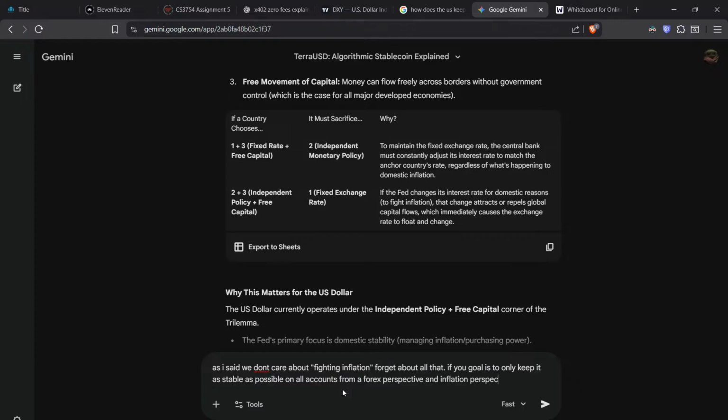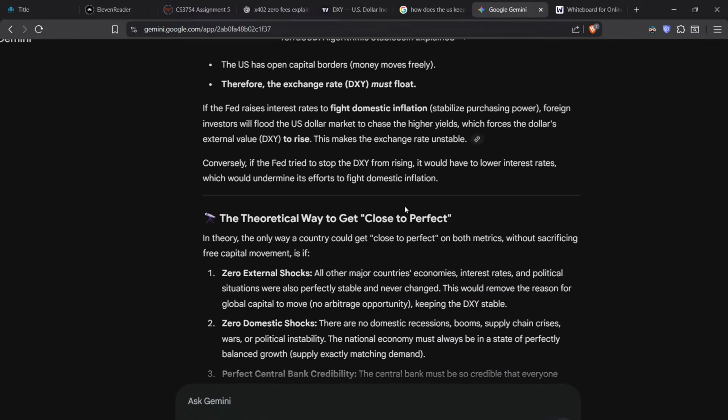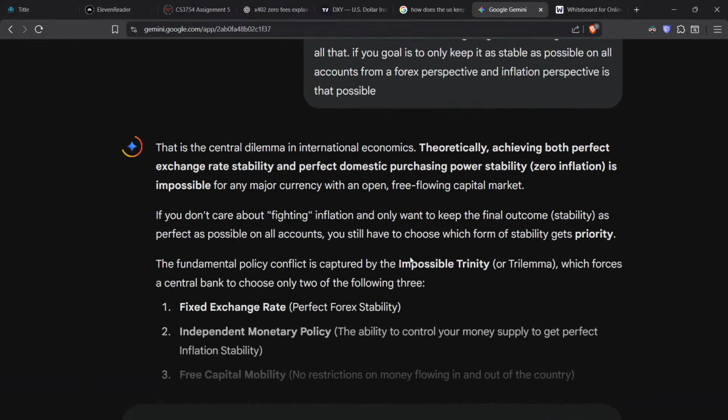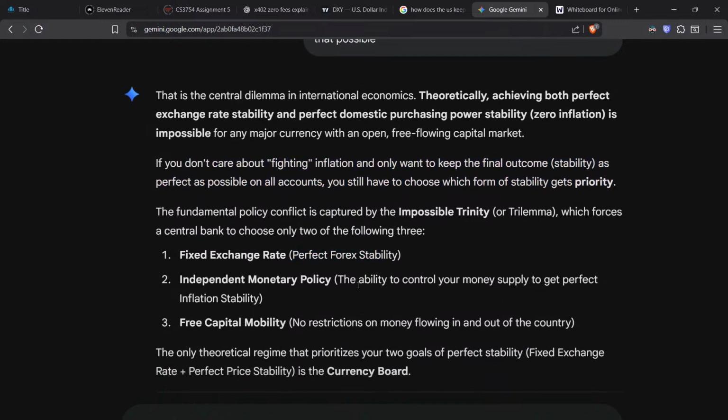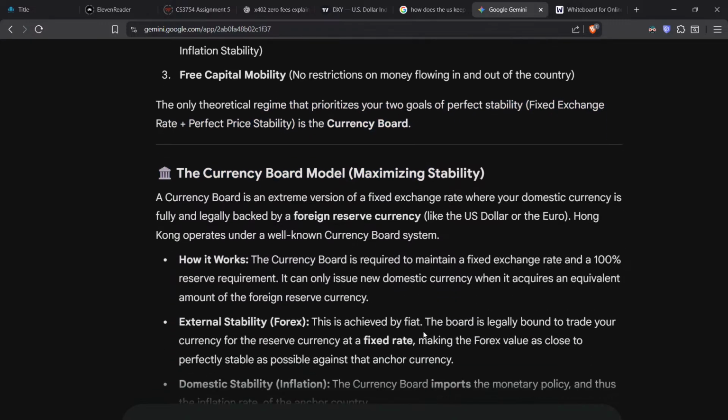Inflation. Fixed exchange rate, perfect. Okay.